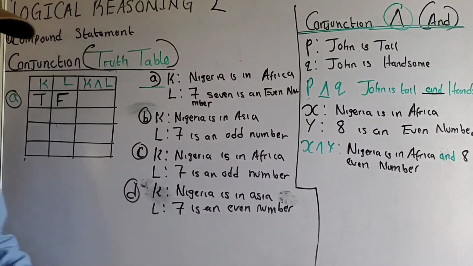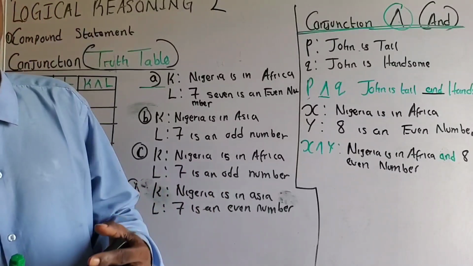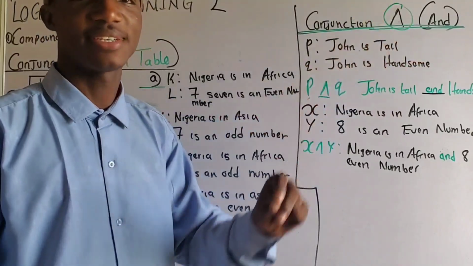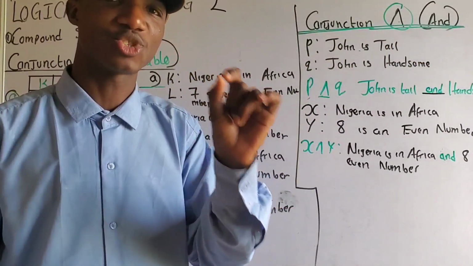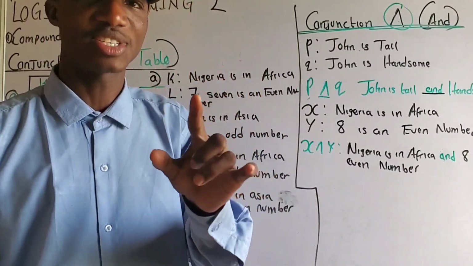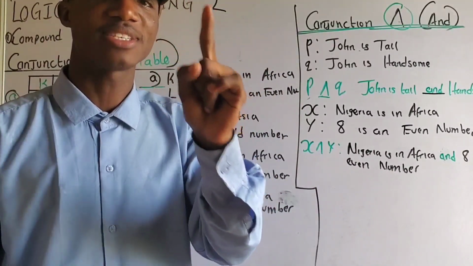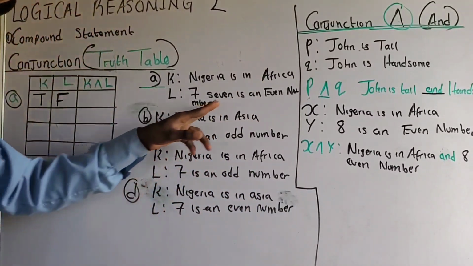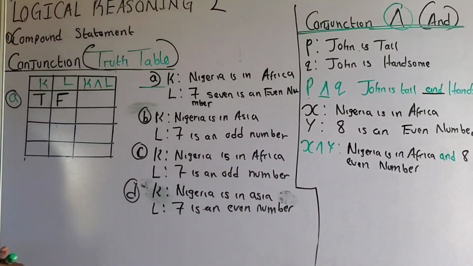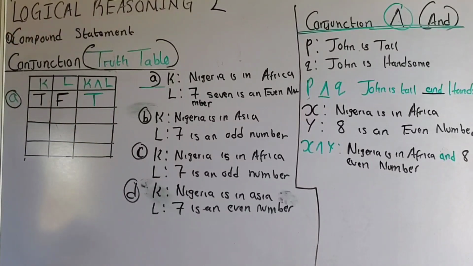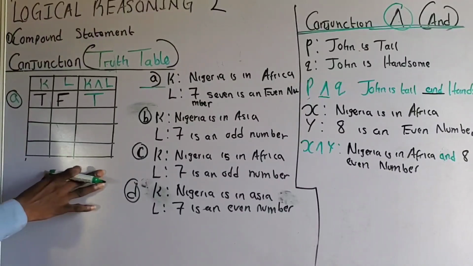Now look, anytime you have simple statements combined together by this conjunction and, by these connectives and, if the first part of the statement is true while the second part is false, the conclusion will be true. Are you getting what I'm trying to say? Because the first part is true. You can see Nigeria is in Africa, so the first part is true even though the second part is not true. So the conclusion will be what? It will be true. That is, you are going to have T here. Do you understand? Listen to me. You have to understand the truth table of each of the connectives.